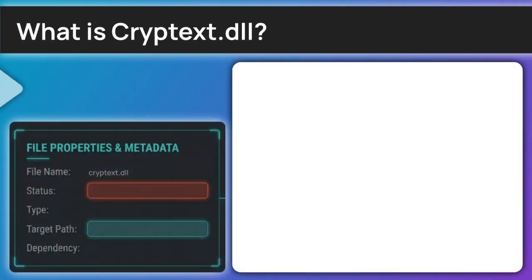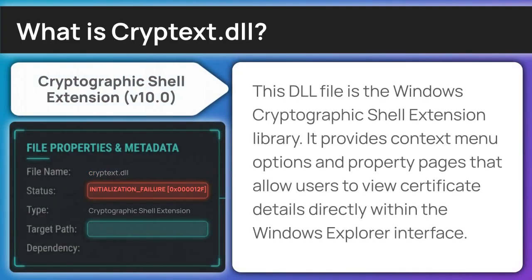This DLL file is the Windows Cryptographic Shell Extension library. It provides context menu options and property pages that allow users to view certificate details directly within the Windows Explorer interface. Now that you know how the file works, let's focus on the how and fix the issue.